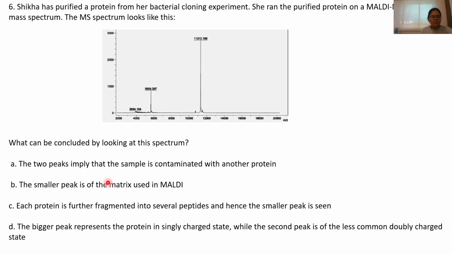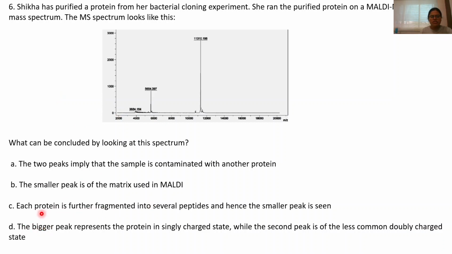So the correct option is option D. The bigger peak represents the protein in singly charged state, while the second peak is of less commonly doubly charged state. Generally, in case of MALDI MS, your protein is singly charged, but many a times you will find a second peak which is of the doubly charged state.